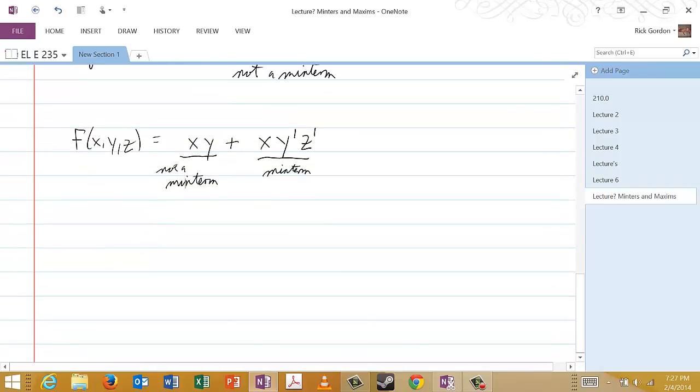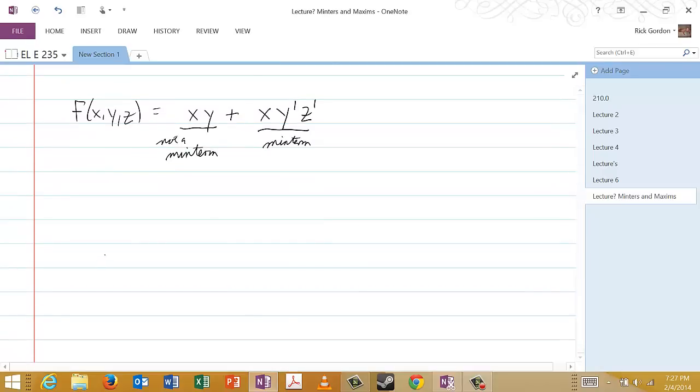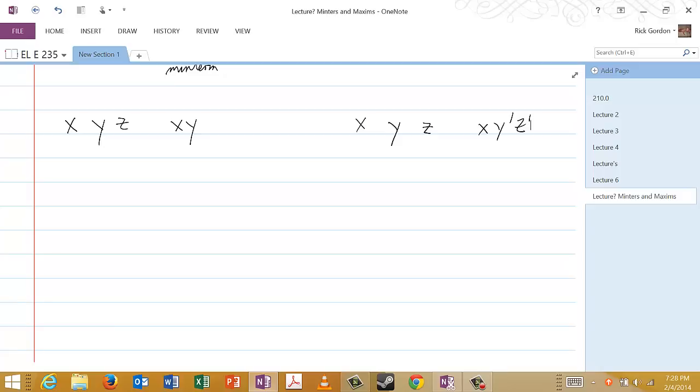Now, you might be curious to know where this terminology minterm comes from, and I can show you that very easily by looking at the truth table for each of these terms. So, in this problem, we have x, y, and z as the possible Boolean variables, and we'll look at the truth table for x, y, and then over here we'll make a truth table for the term x, y prime, z prime. Let's see what these two truth tables look like, and then we'll be able to see why x, y prime, z prime is a minterm, or why it's called a minterm, and why x, y is not.